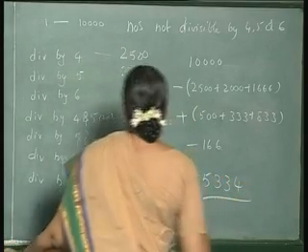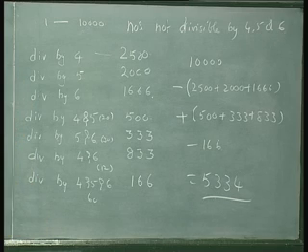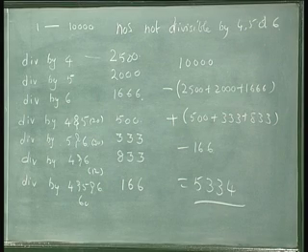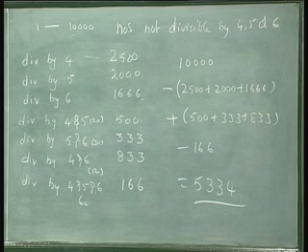So, between 1 and 10,000, the numbers which are not divisible by 4 or 5 or 6 is equal to 5334. Let us consider one more problem.